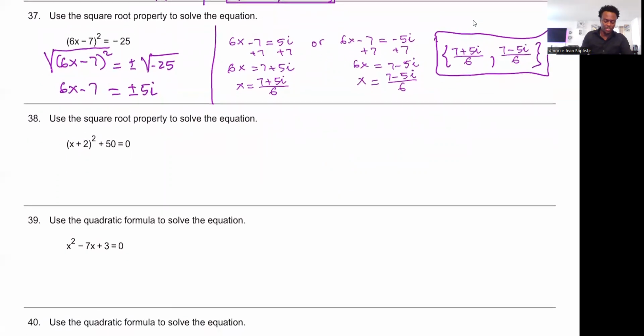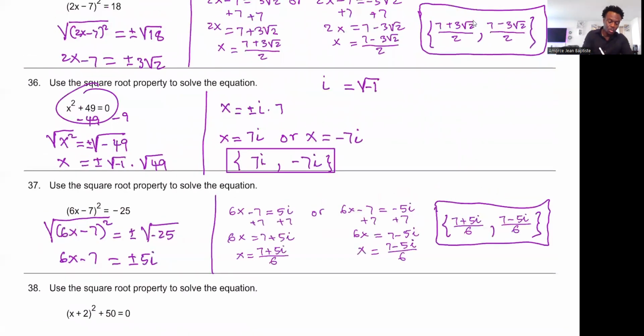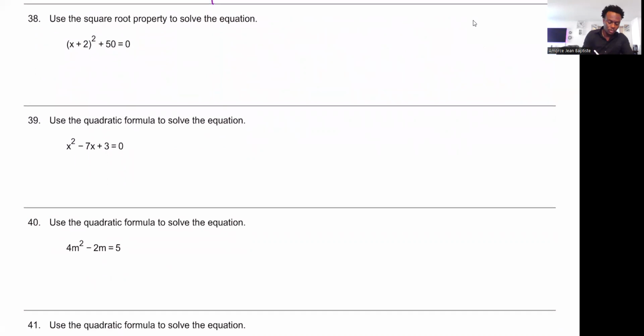And then the next problem here, to solve by the radical property or the square root property, we need to move this over, just like we did in this case. Move the constant over, subtract 50 on both sides, cancel this, that's (x plus 2) squared, and we can take the square root here to simplify the square, and then plus or minus the square root of negative 50.